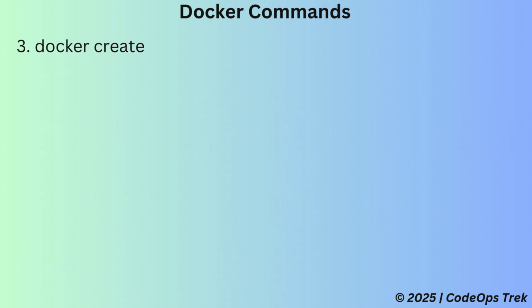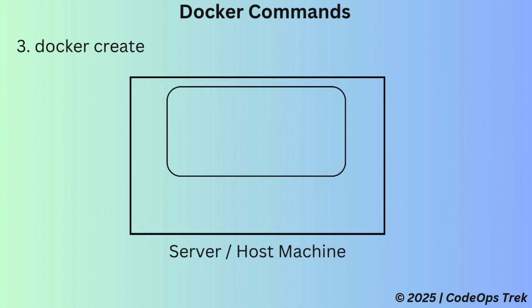A docker create command creates a Docker container from an image on the server. Every container should have a unique name. Inside the container, there will be a service running. Let's create a container for Nginx, so we'll name it nginx container. This container will run an Nginx server inside it on its default port number 80.